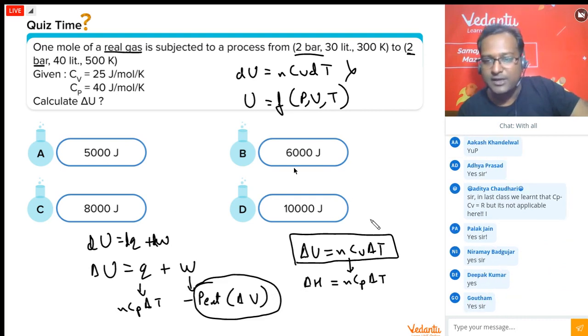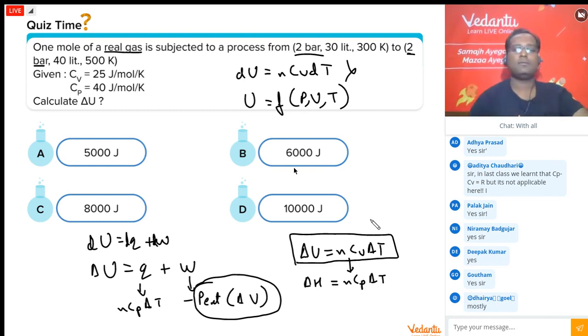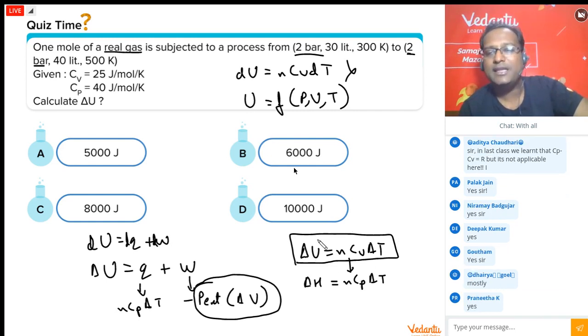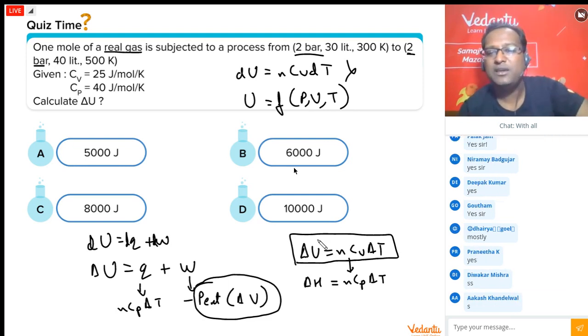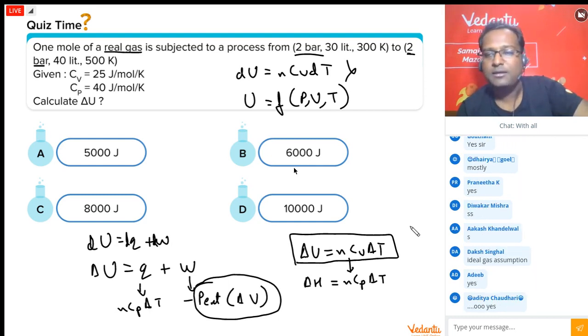Sir, in last class we learned that Cp minus Cv is R, but it is not applicable here. How did we derive Cp minus Cv is R? By using this equation only, na, delta U equal to nCv delta T and delta H equal to delta U plus delta of PV. Then we wrote delta PV as nR delta T. But we cannot write delta of PV as nR delta T here.